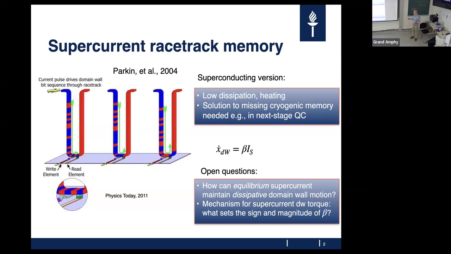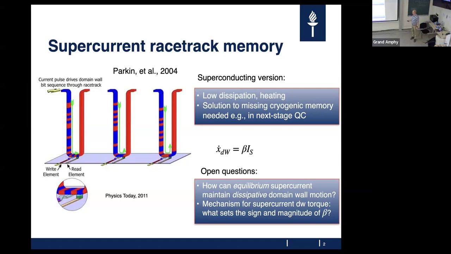So the idea for the racetrack is that you have a current, let's say a supercurrent, that leads to a motion of the domain wall, so it has a speed, and there's a linear relationship between the speed of the domain wall and the supercurrent. Now, there are still open questions. One of the issues in Stuart's work is that the theory doesn't quite exist yet. Maybe until now. There are two big open questions.